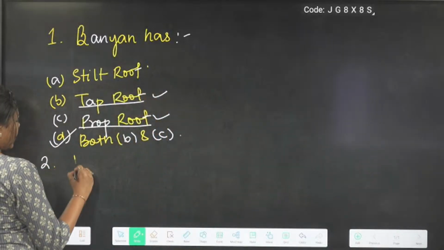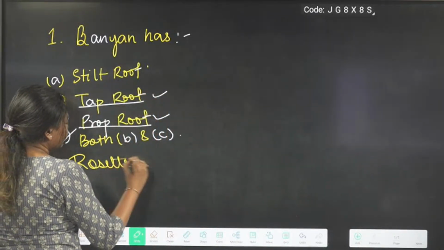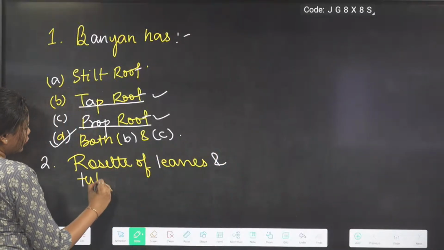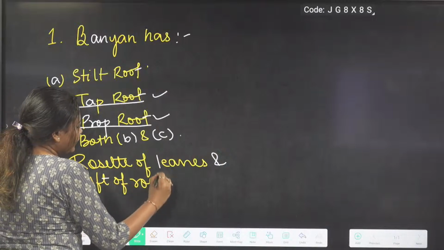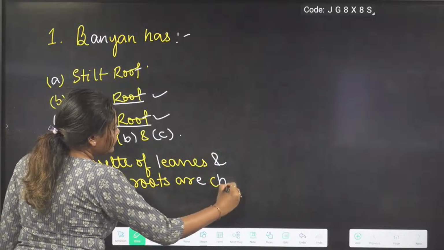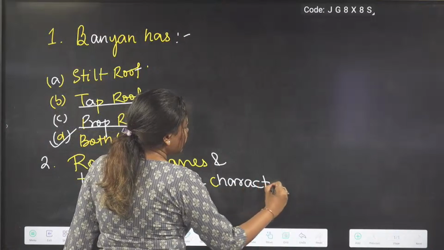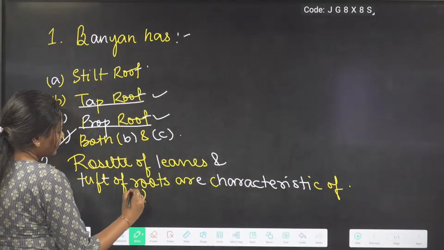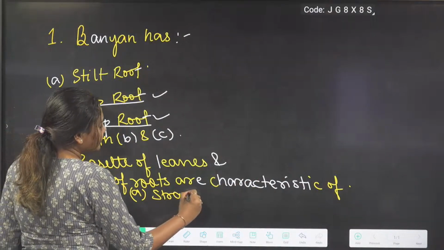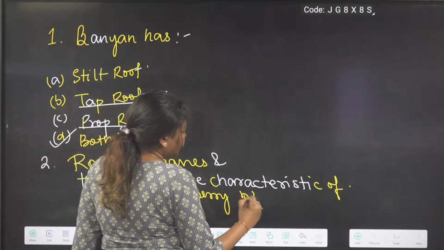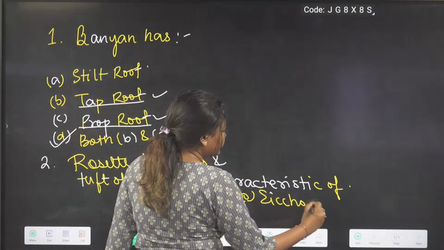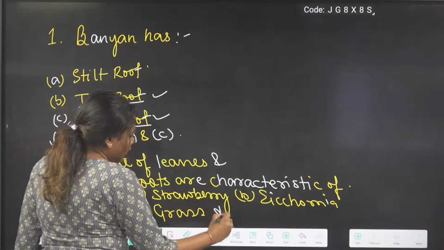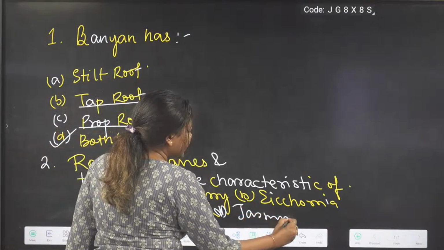Second question. Rosette of leaves and tuft of roots are characteristic of: option A, strawberry; option B, Eichhornia; option C, grass; option D, jasmine.